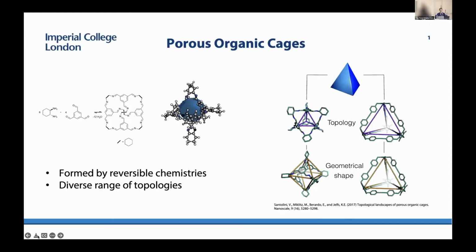My research is targeted towards the discovery of porous organic cages, and these are a subclass of porous molecular material. They're typically synthesized using reversible dynamic covalent chemistry reactions, such as imine condensation. Due to the thermodynamic mechanism, like error correction, these cages can form complex, diverse topologies, which give rise to this central internal cavity, and this makes them useful for applications in porous materials.